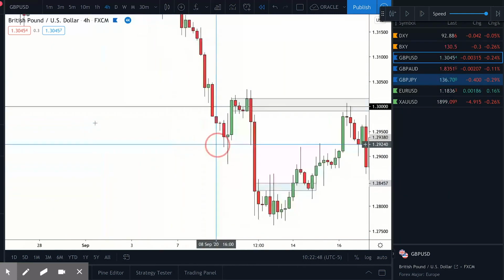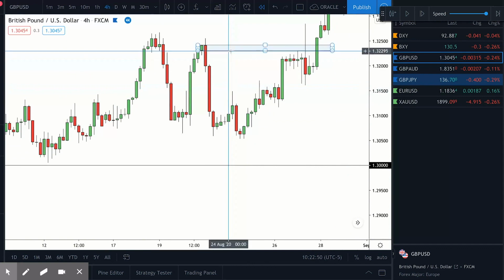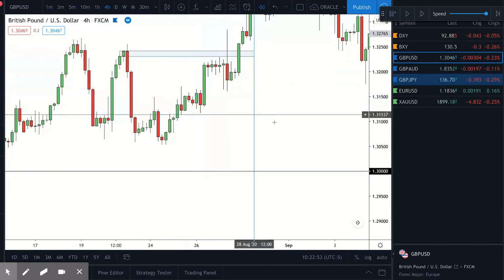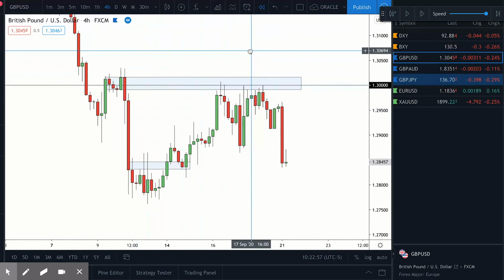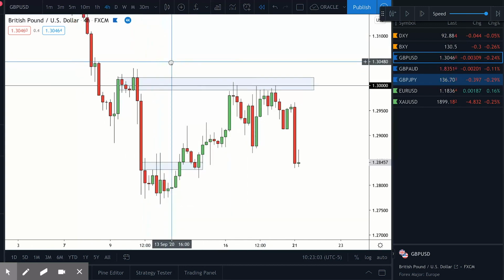That is pretty much it for this video then. So, market structure, key levels, and now supply and demand. Okay, everything is coming together. This is how we gauge the overall movement of the market and where the market is going to go.